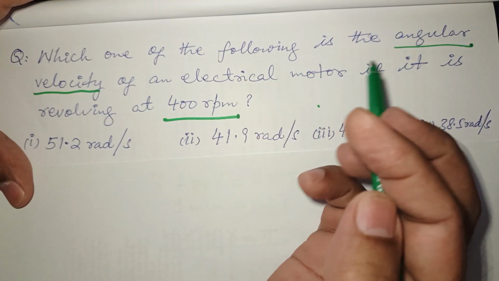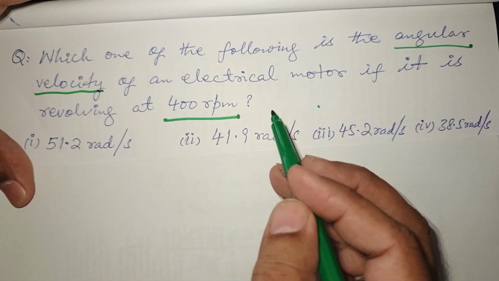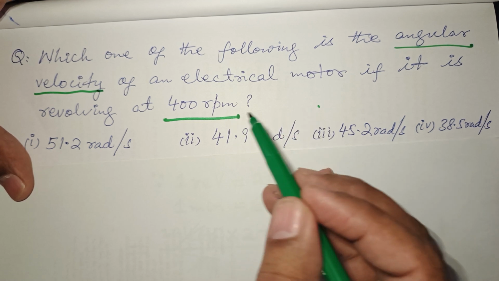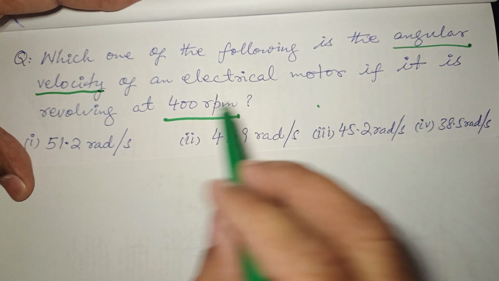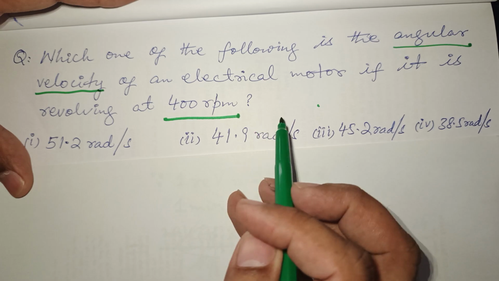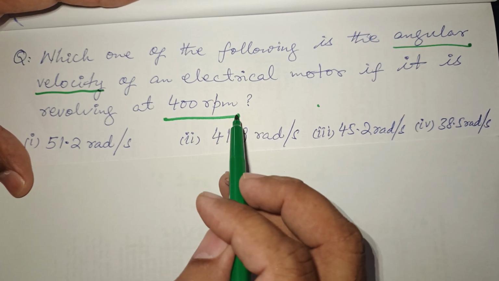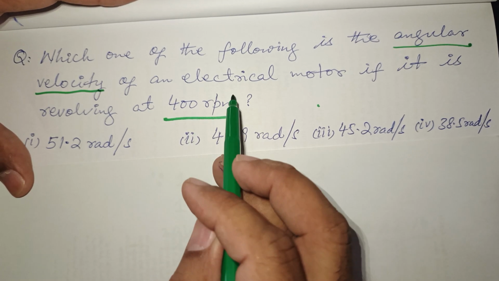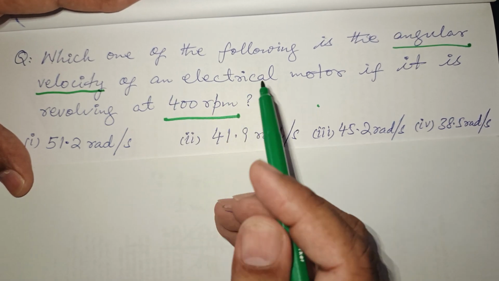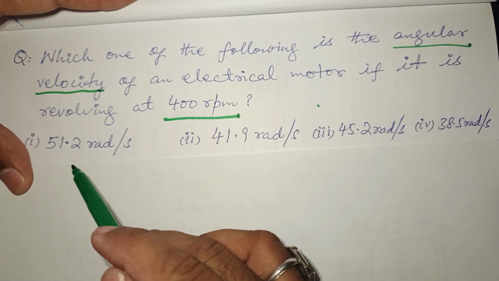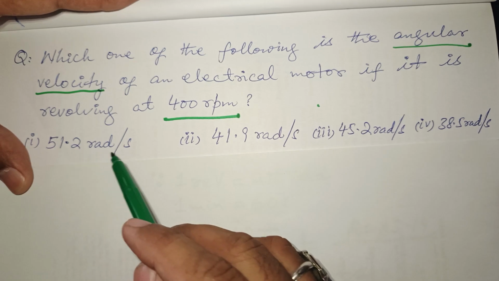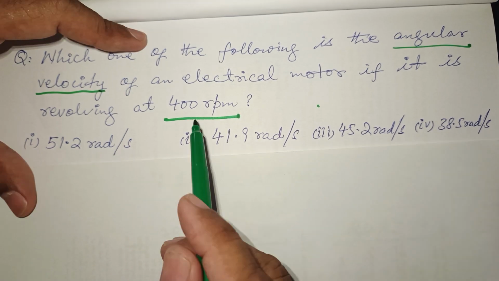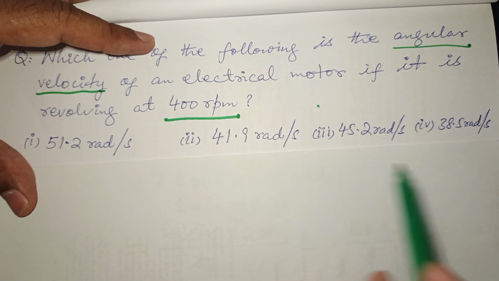Which one of the following is the angular velocity? We have to find the angular velocity of an electrical motor if it is revolving at 400 revolutions per minute. When you look at revolutions per minute, you can find that it is also indicating the angular velocity. Then when you look at the options, you will find that the options are given in radian per second. So we have to convert revolutions per minute into radian per second.